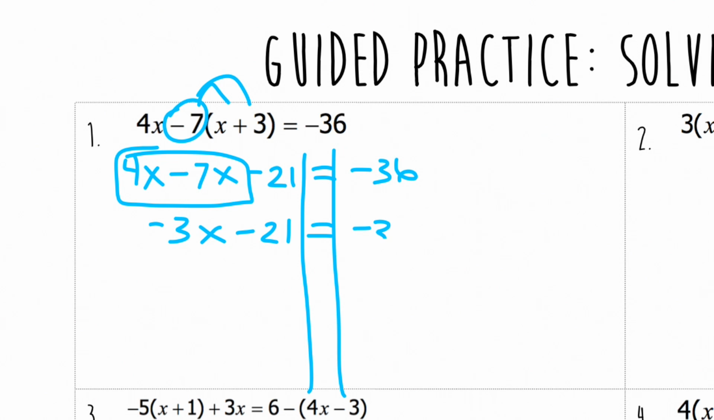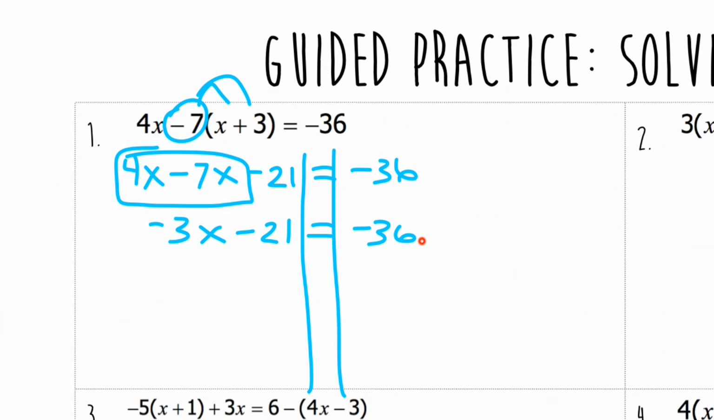So a mistake that I saw a lot of people doing at this point is they want to add 7x into this 4x. That's not how you combine like terms. This says 4x take away 7x. That's the math that you do. Okay, at this point we have -3x minus 21 equals -36.